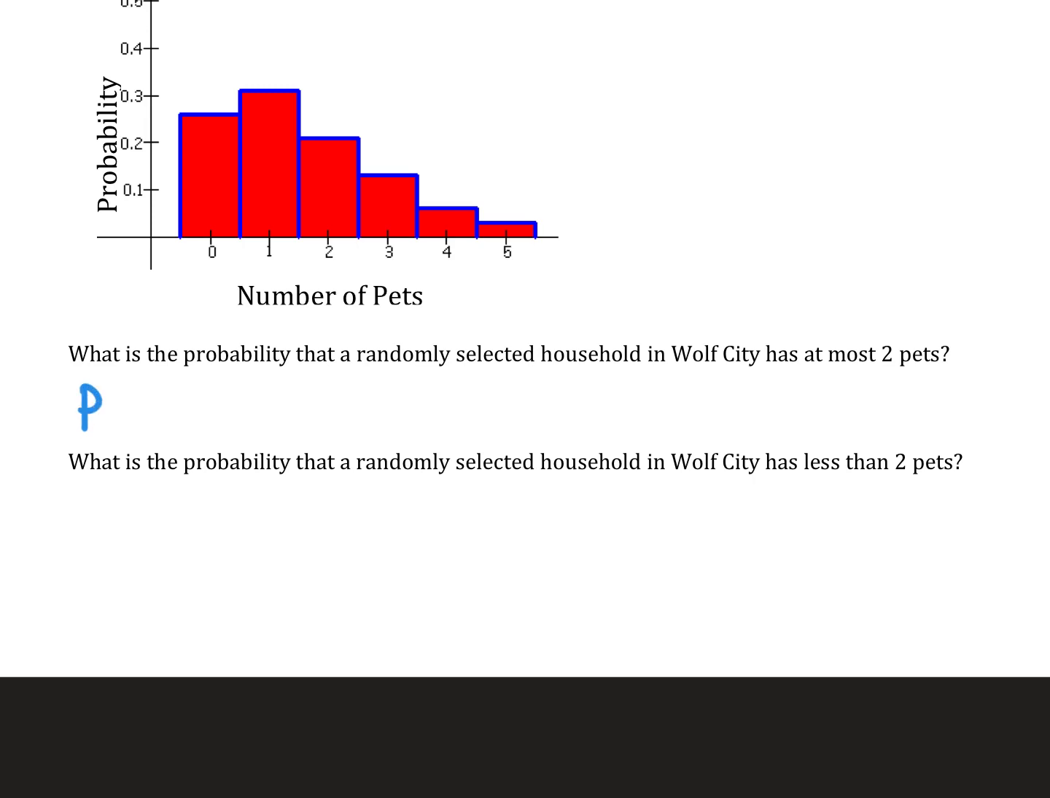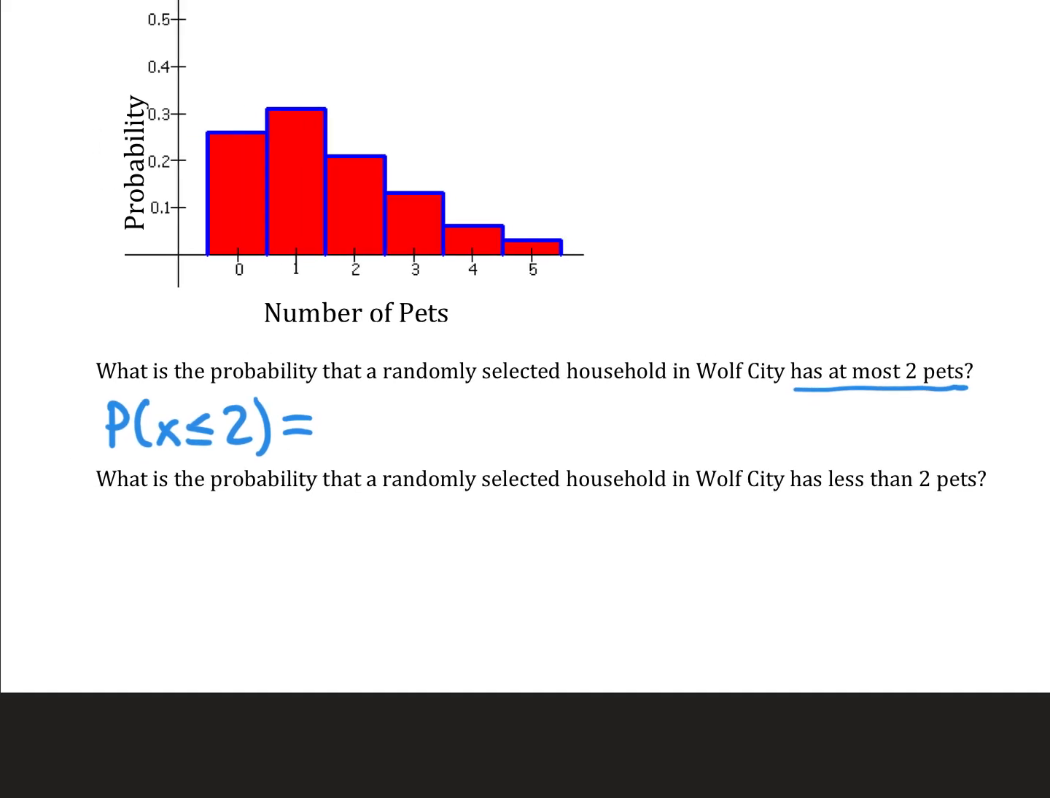All right, so I want to show a little bit of probability notation. They want to know the probability that if we select a household at random, there are at most 2 pets. So at most means we want x to be less than or equal to 2. All right, so on the AP test, if you only write the answer, you do not get full credit, even though the question does not ask you to show your work. So you need to show your work.